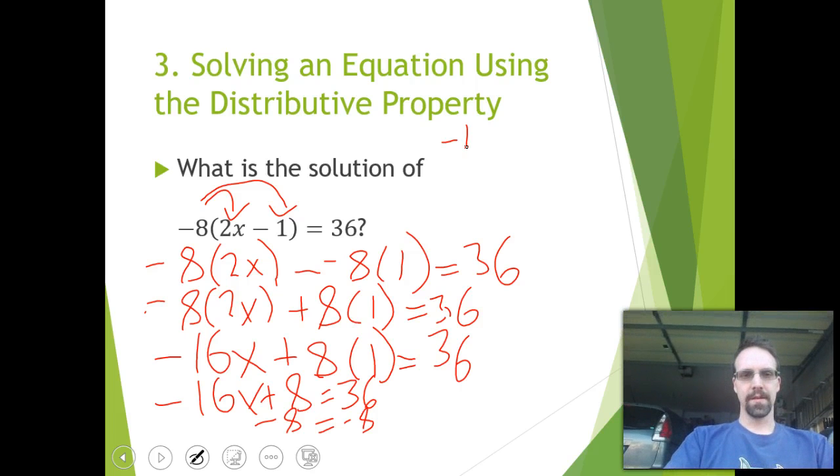Thank you, buddy. So I have negative 16x equals 36 minus 8 is 24. Now I can divide by negative 16 on both sides.